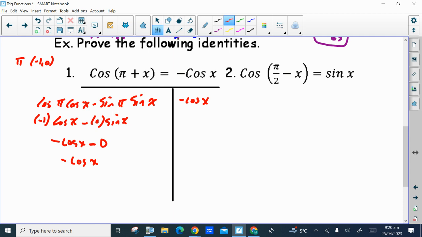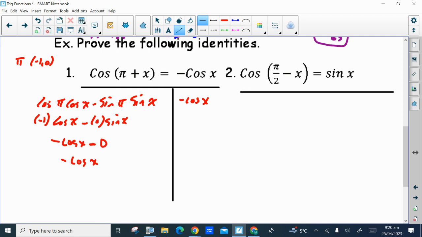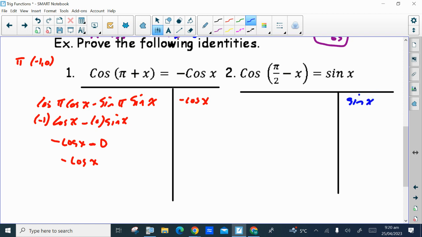So this is one way that you could derive all those related angle identities that were given to you on the formula sheet, the ones we looked at yesterday, by using the sum and difference identities. So same thing for question 2. We need to show that the left side is equal to sine x on the right. And here we're using the difference identity for cosine, so it's cos A, cos B plus sine A, sine B.